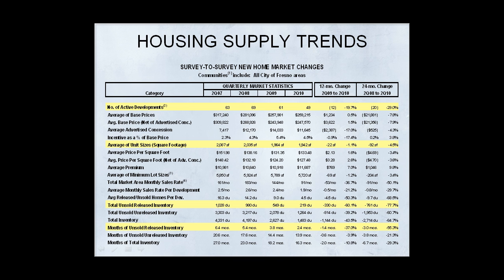Go down a little farther, you can see total unsold released inventory has come down from over 1,000 units to just 219, and months of unsold released inventory down to just 2.4 months. So we're getting a drawdown in inventory in this particular market. We're getting a drawdown in competitive levels, and we're starting to see some holes in a number of high demand price points and unit sizes that will gradually help create market opportunity going forwards.